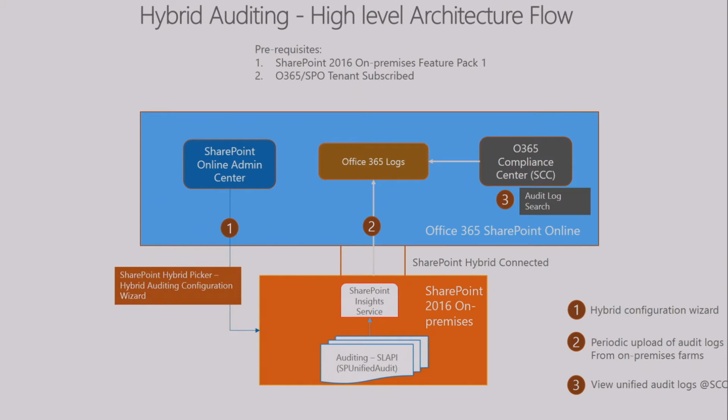It enables that particular service. And then as part of your ULS logs in the on-premises, there's a new audit log called SP Unified Audit Logs that gets added as well. Those audit logs will be picked up by this SharePoint Insights service. Then through the hybrid channel, which you have already configured in the configuration wizard in step 1, it will get propagated to Office 365 logs. So that in step 3, when you go into the Security and Compliance Center and look for some activities, it will show both your online activity as well as the on-premises activities that got pushed in step 2. So that's the quick architecture flow for this scenario.